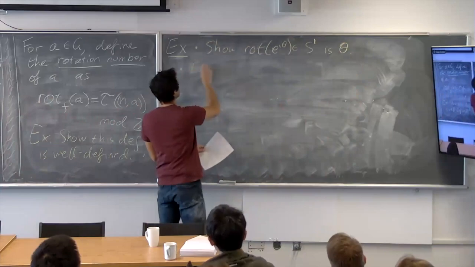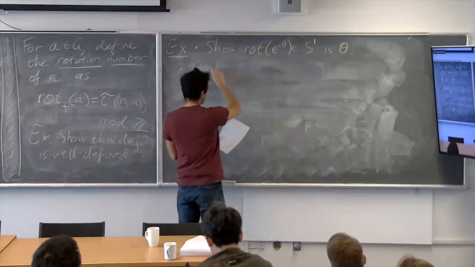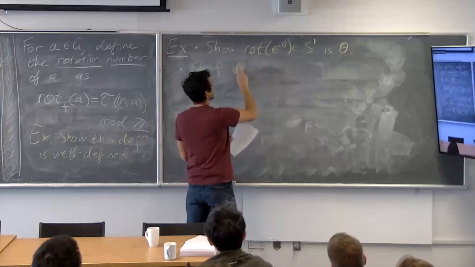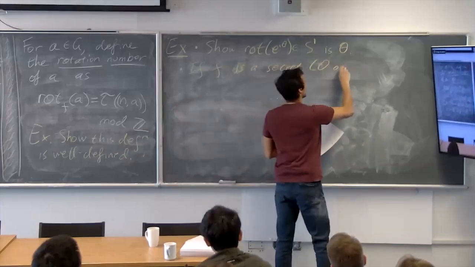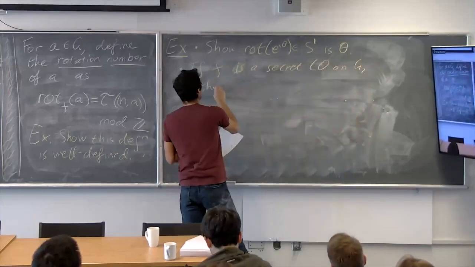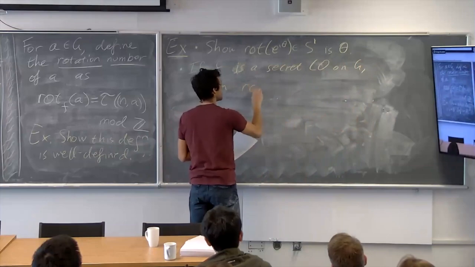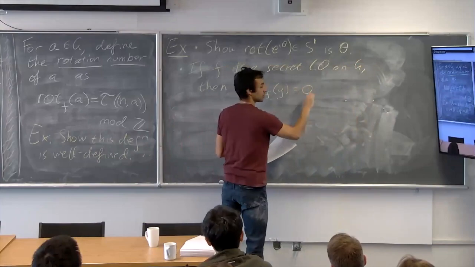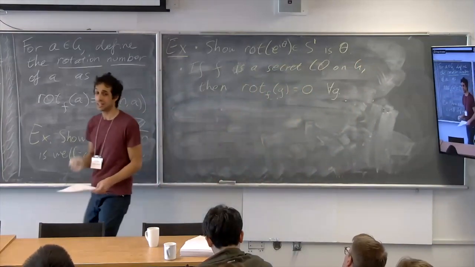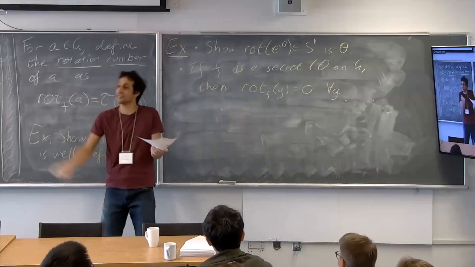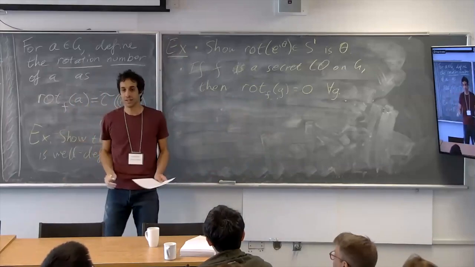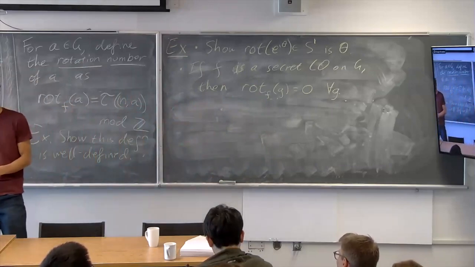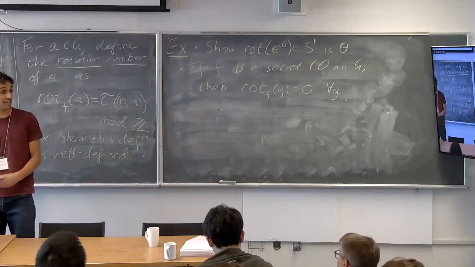Here's another exercise. This is a fun one. Show that if F is a secretly left ordering on G, then the rotation number with respect to F of g is equal to 0 for all g. It should be true morally, right? If you're secretly left ordering, there's no wrapping around a circle going on. And not only is it true morally, it's true. Which is great.